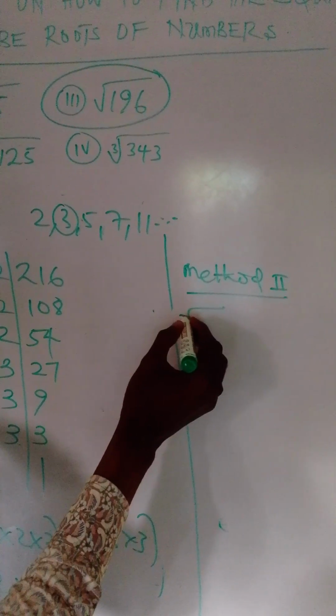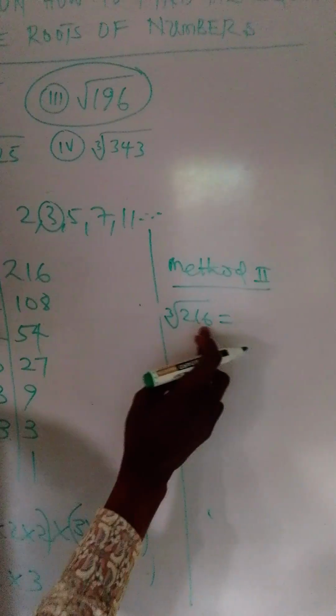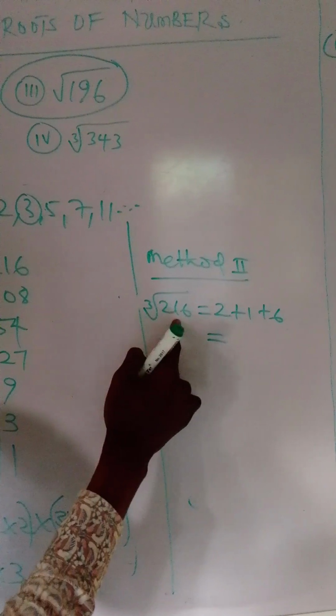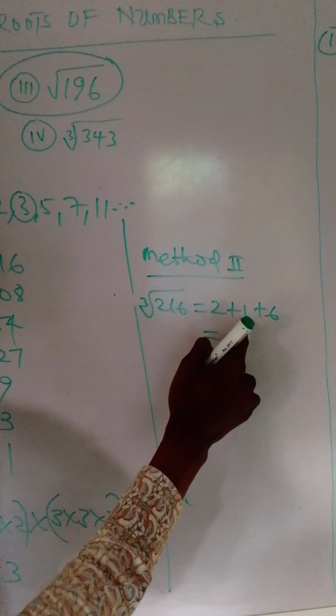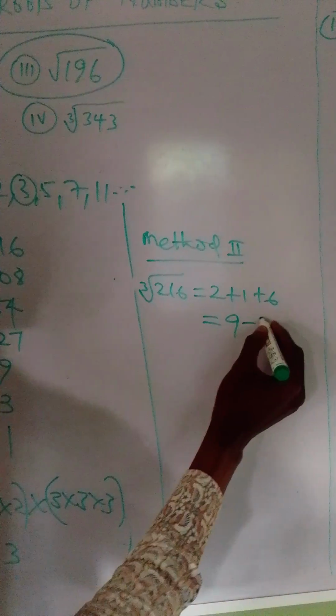So I have cube root of 216. Just like I did under square root, I have to add these 3 digits. 2 plus 1 plus 6. Adding the 3 digits we have here. 2 plus 1 is 3. 3 plus 6 is 9. So what next? I have to subtract 3 from 9.